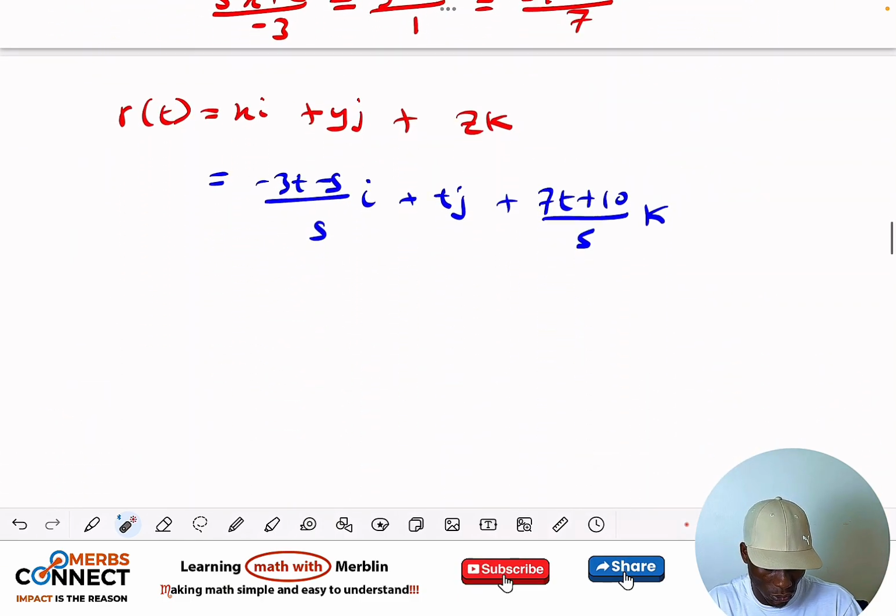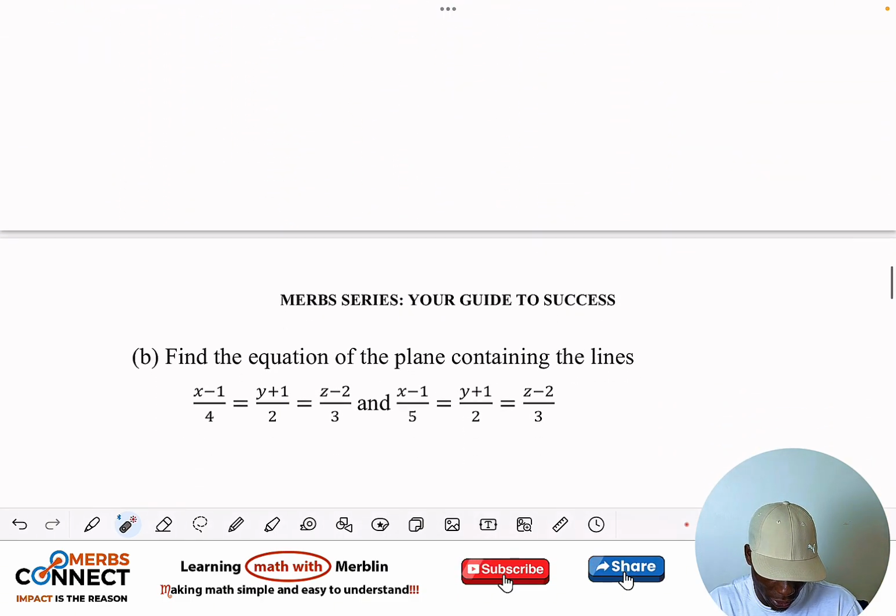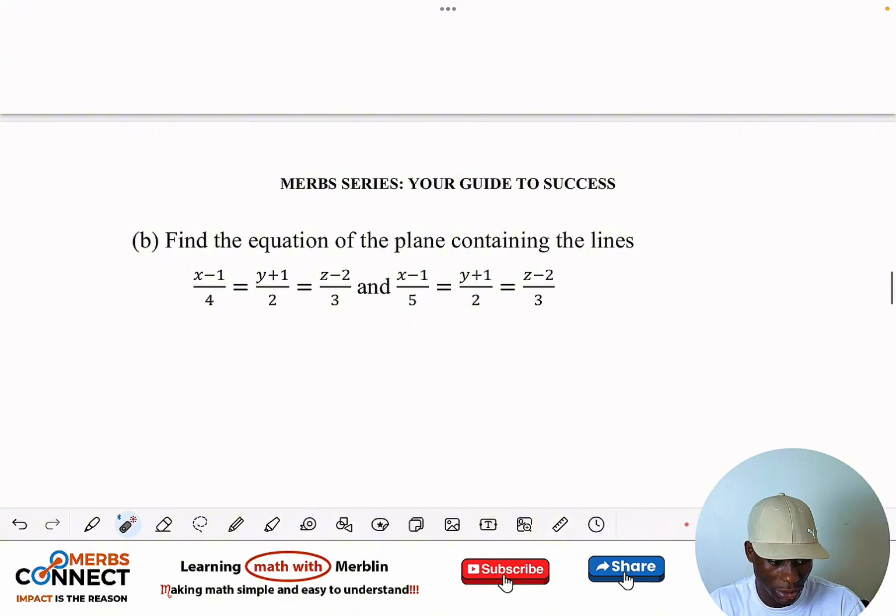Good. So that's what the question was all about. Now let's look at question B. Now find the equation of the plane containing the lines. Now I'll show you the trick.